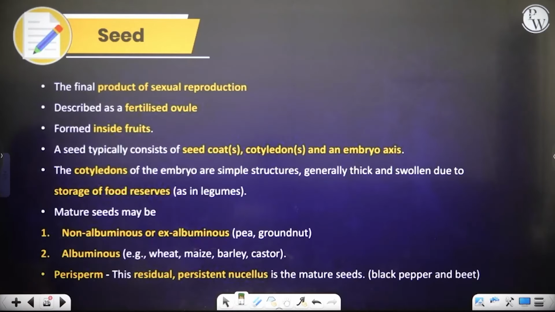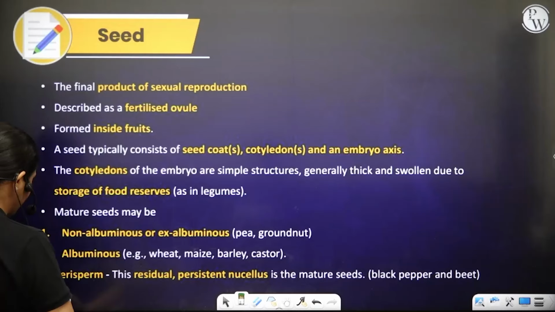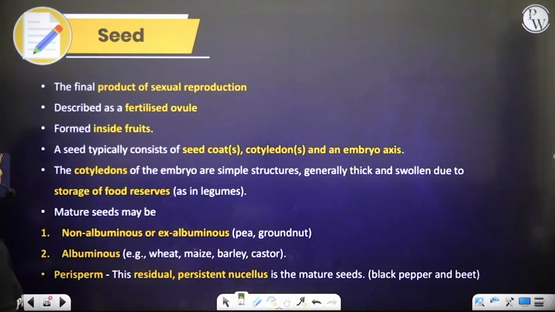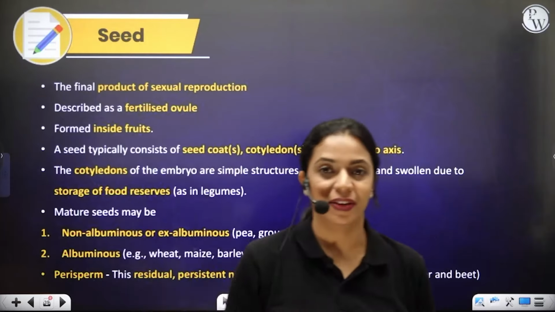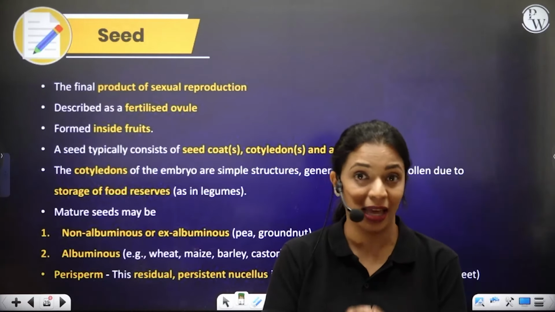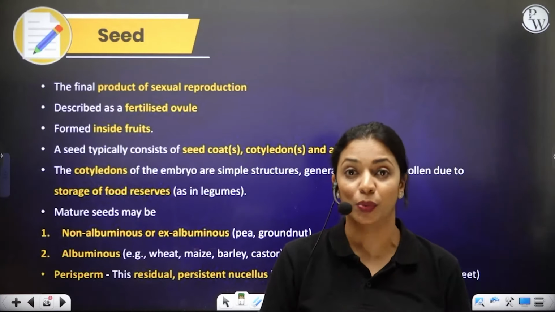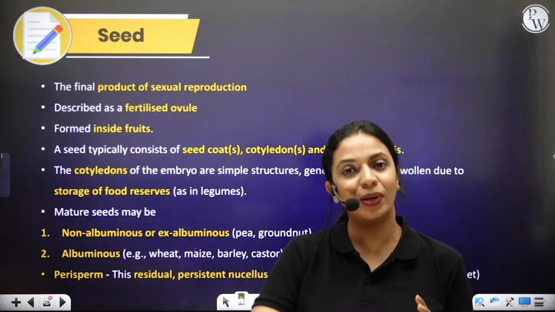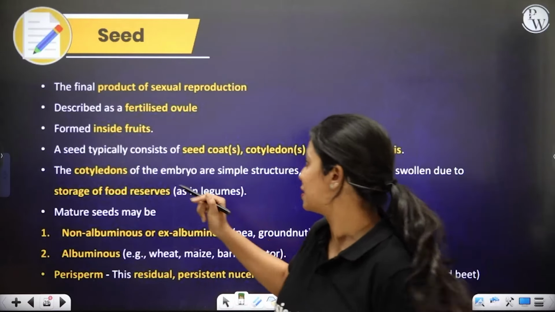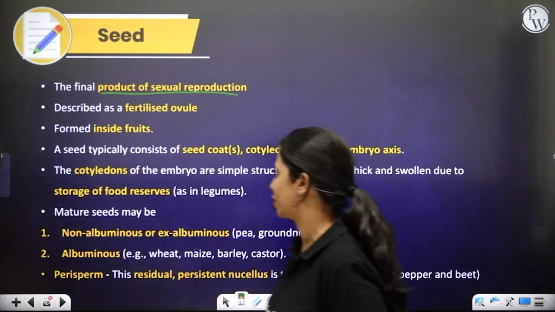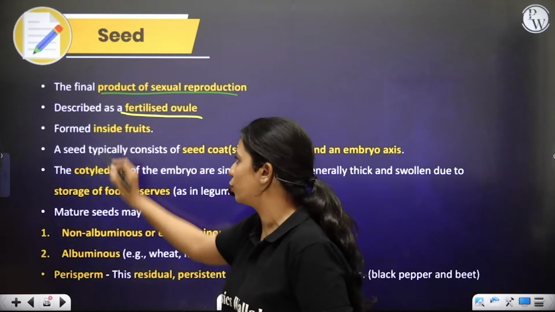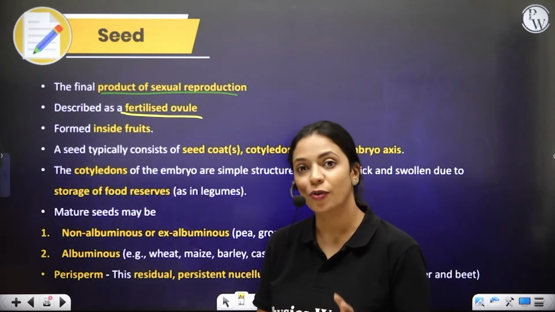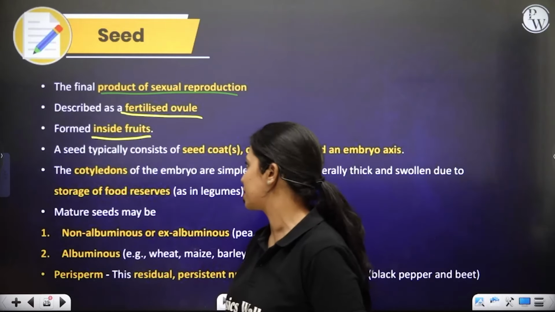Now let's talk about seed. Seed is the final product of sexual reproduction. Both double fertilization events happened within the ovule, within the embryo sac, right? The embryo sac was present within the ovule. So the ovule will develop into the seed. A seed can be described as a fertilized ovule as well. Where are seeds formed? They are formed inside of fruits.